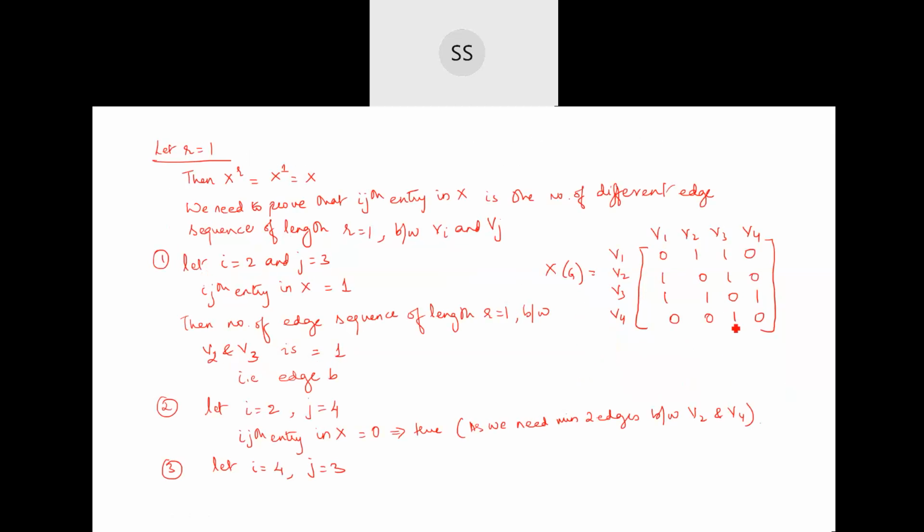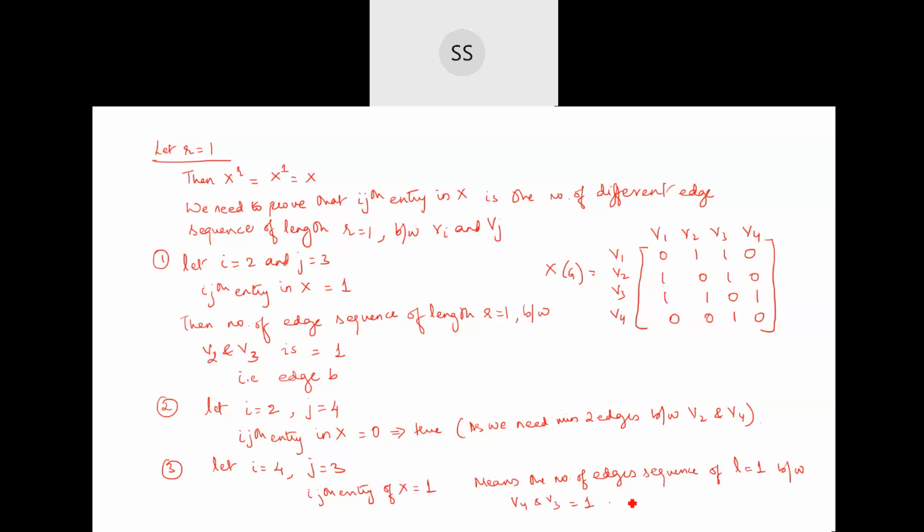And that is what we get from our X. So we can say that the ith jth entry of your X is equal to 1. That is true. What does it mean? It means the number of edge sequences of length 1 between your V4 and V3 is equal to 1.